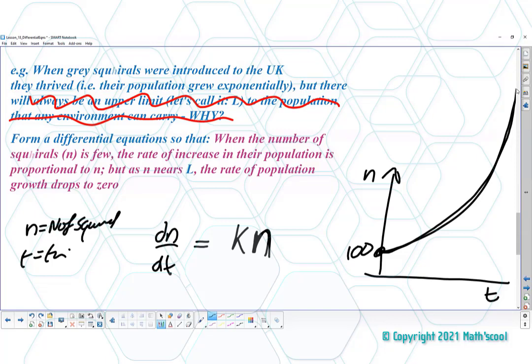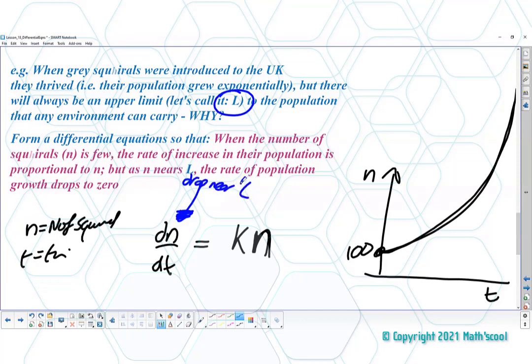So what we need to do is adapt this equation so that as we get near to L, which is just a constant, it's not a variable, this rate starts to slow down. So we want this to drop near L. So we're going to have to improve this model a bit.